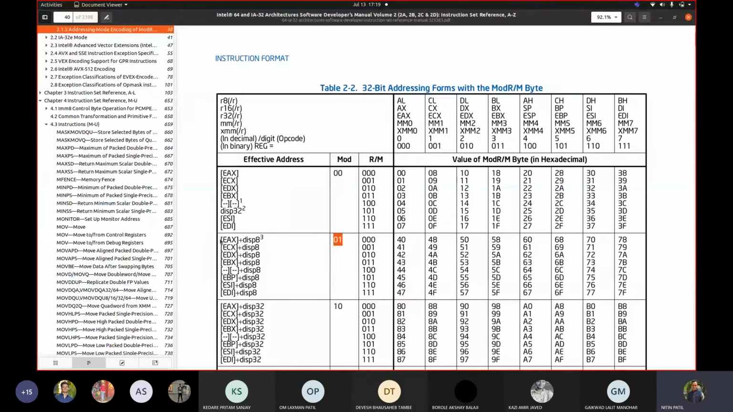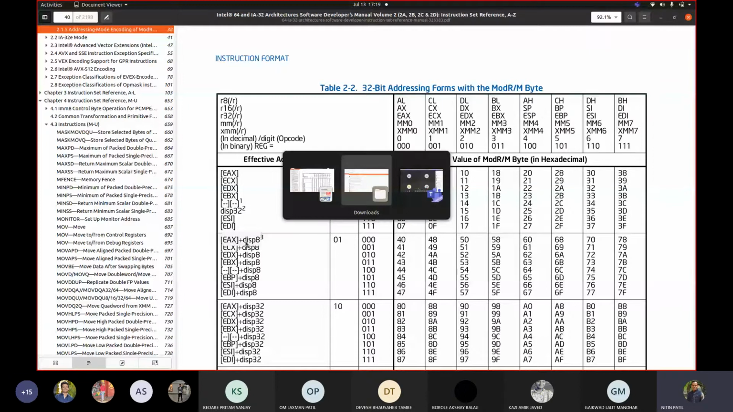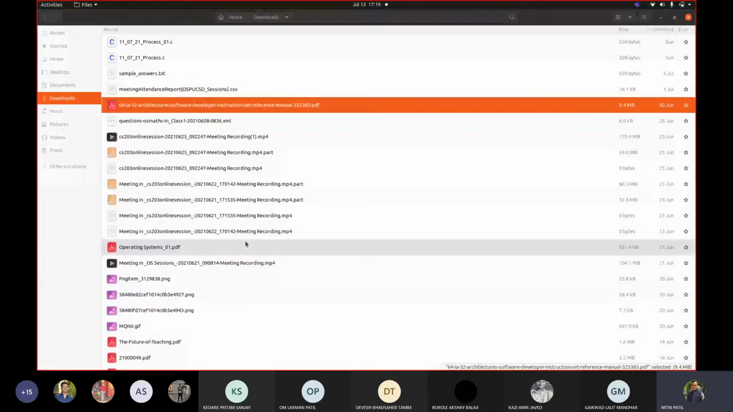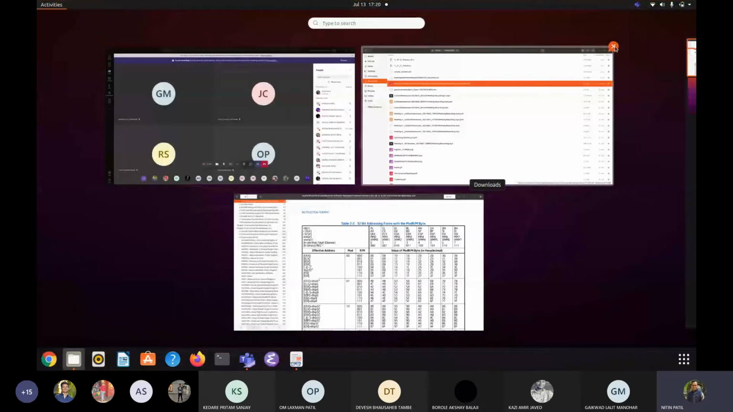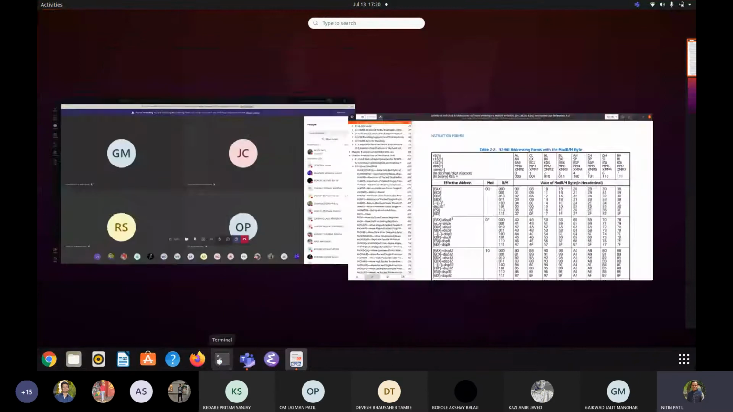So you may see here, if you add some displacement with the register, then you may get the same thing there: EAX, EBX and so on. The only thing is that there would be some displacement added. So let us have that displacement in our code. So let me close this. Let me open.